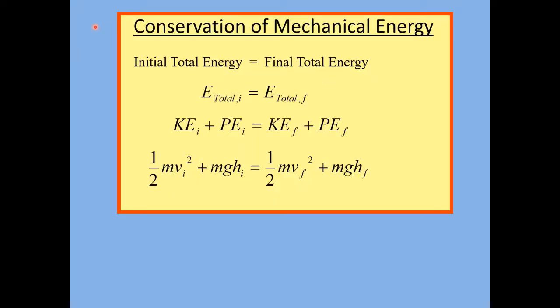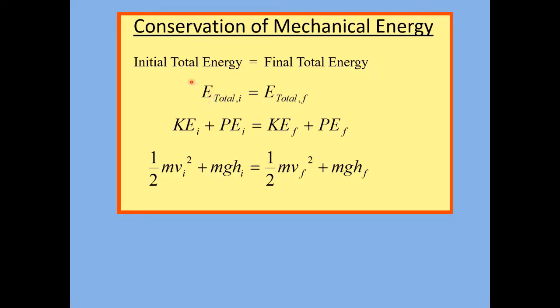So the conservation of mechanical energy can be stated as the initial total energy of a system is equal to the final total energy of the system. So remember, what conservation of energy means is that energy is conserved, which is just a fancy way of saying it can't be created or destroyed. It has to stay the same. Now, this is for a closed system, where no energy is added to the system.